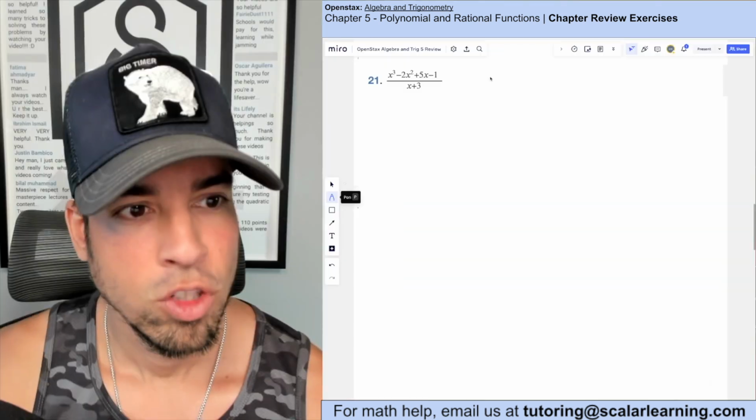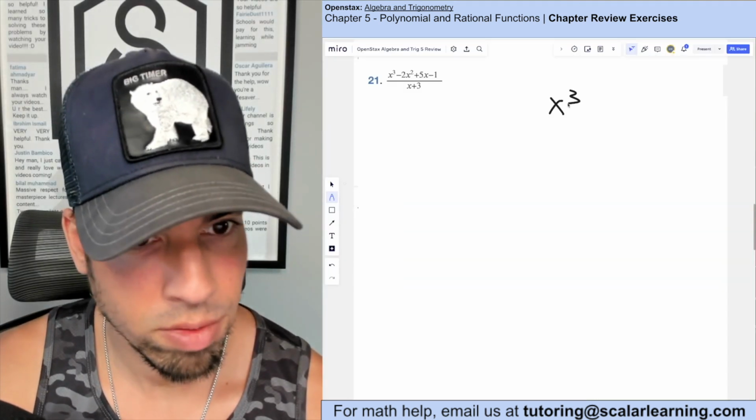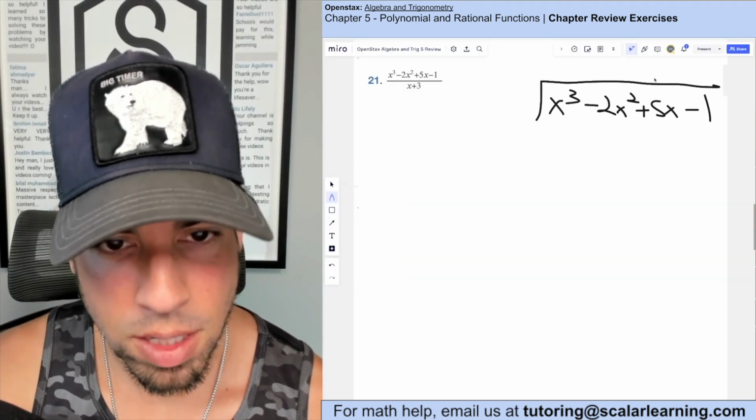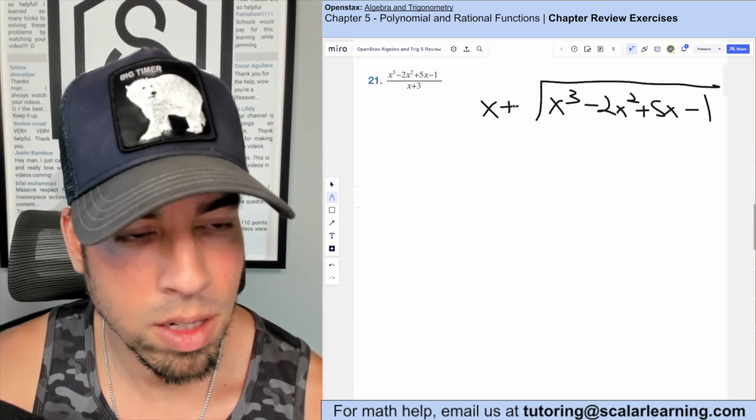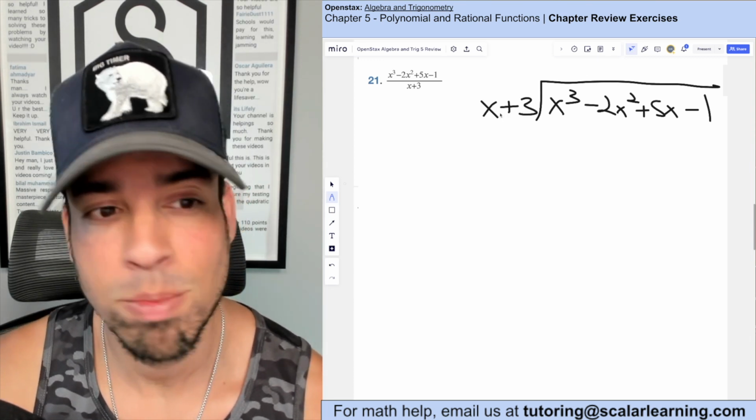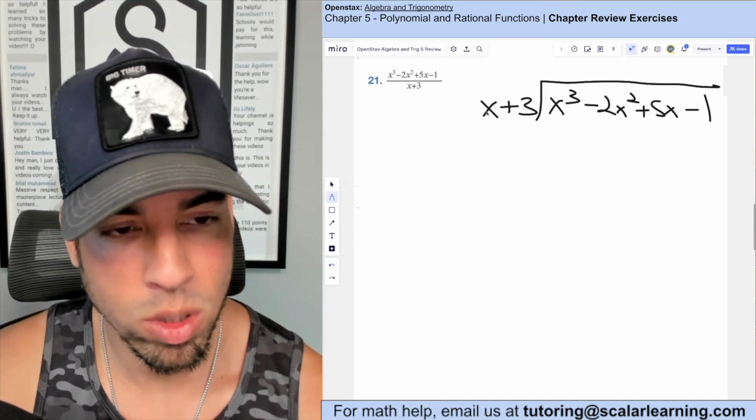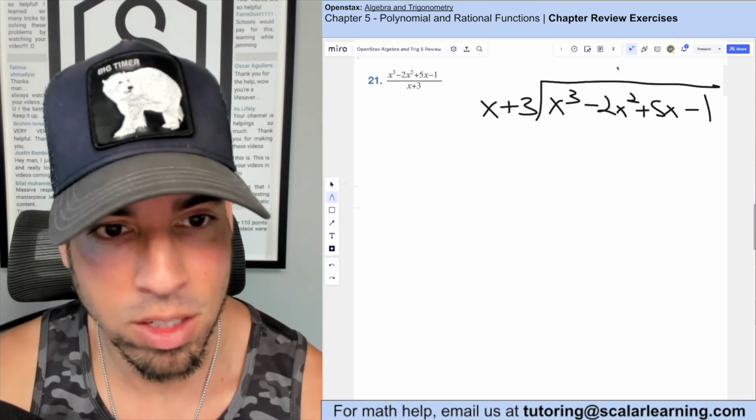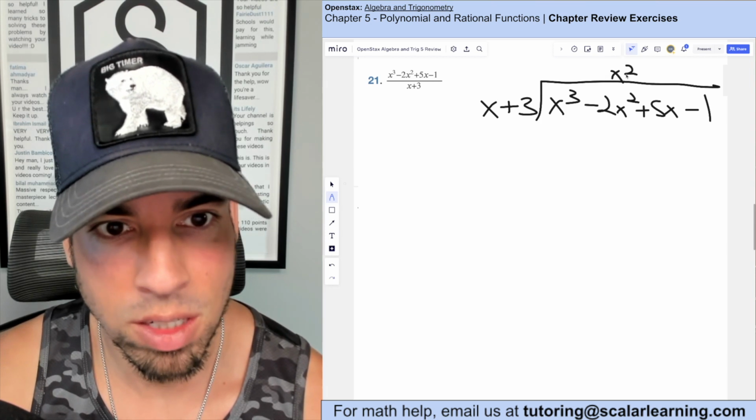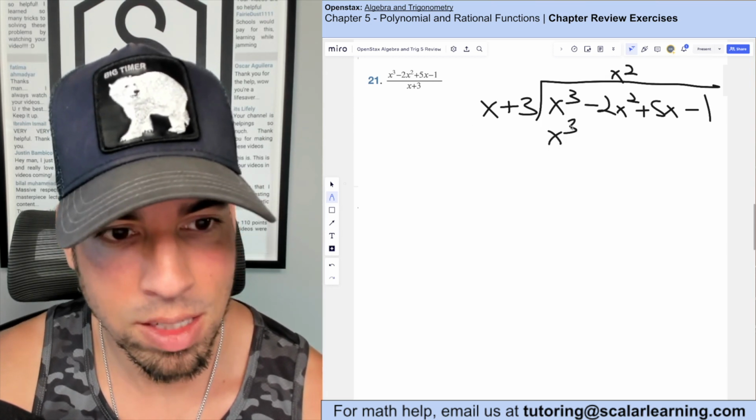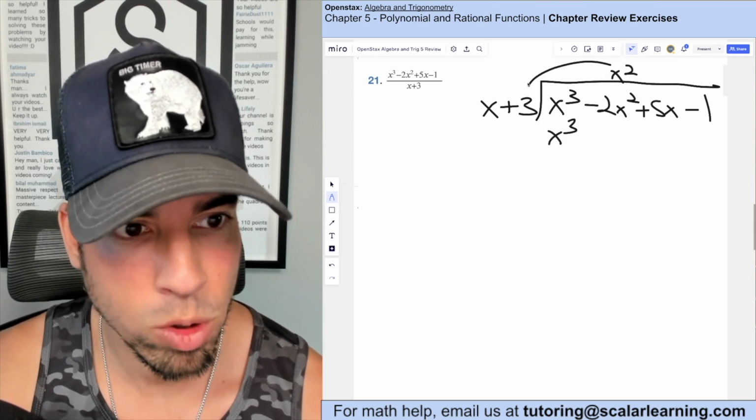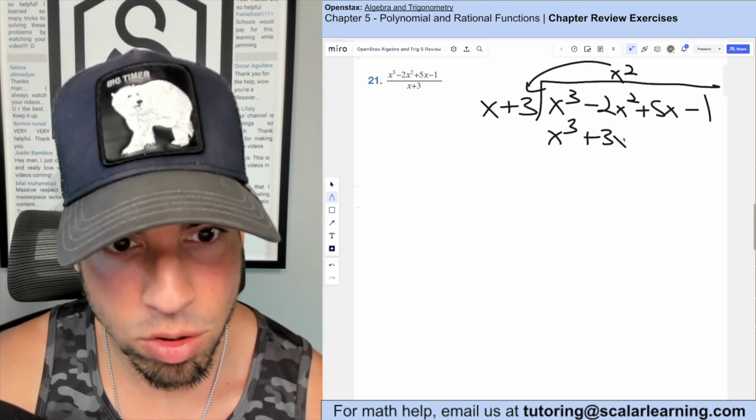Boom, done. So for this one, we're going to set it up in long division. The top is the dividend that goes on the inside. The bottom is the divisor that goes on the outside. Now let's begin. So we're looking at the leading terms only, and we say what times x, or how many times does x go into x cubed? X squared times, right? Because x squared times x gives me that nice x cubed. And we also must multiply against the 3, which gives us 3x squared.